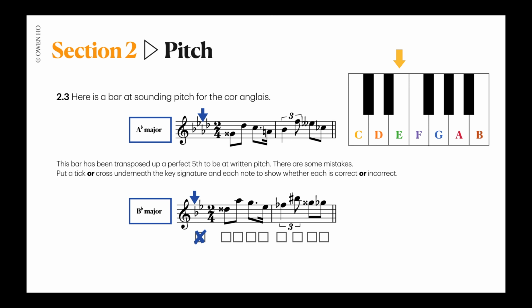And now looking at the music at the bottom, we have a D double sharp. If you still remember what enharmonic equivalent means, that means a note written differently but sounding the same.